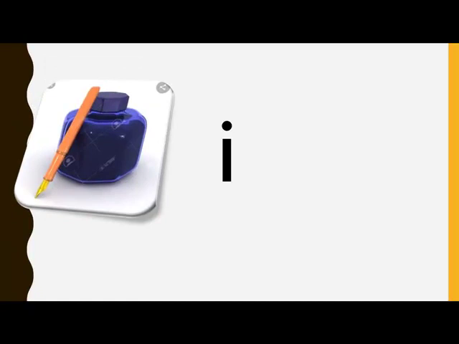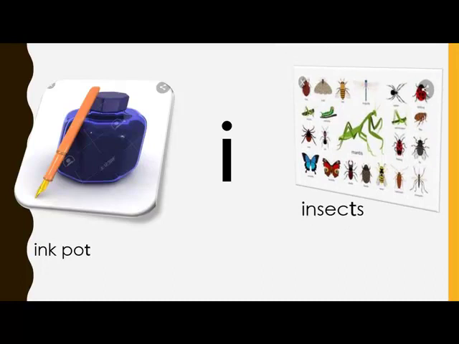Now let us look at letter I. The sound of letter I is E. The object that starts with letter I is E for import. We have another object that is E for insects. E for insects. E for import.